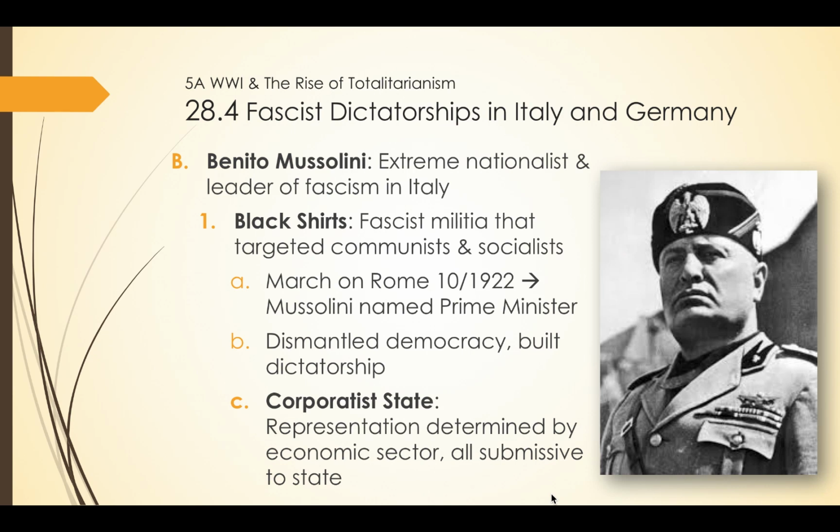Eventually, a corporatist state was created in Italy. This is where political representation is determined by the economic sector that you work in, as opposed to the region that you live in. Some of the major corporate sectors that made up this new Italian government were farming, banking, manufacturing, so stuff you make in factories, and transportation. Within each corporate sector, representatives met to determine wages, the prices of goods, and also the working conditions that workers would experience. All business owners and laborers were expected to submit to the will of the state, no exceptions.